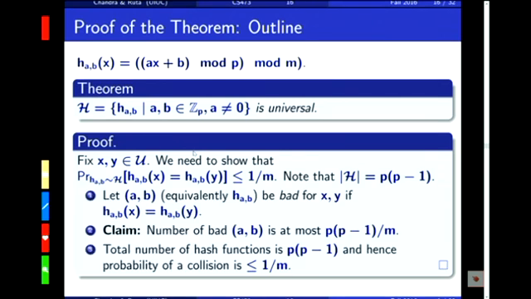Let's say that this function h_ab is bad for this pair x, y, because we are fixing it, okay? So this is important, we are fixing x and y. This function is bad if they collide. There are p times p minus 1 hash functions. If I can bound the number of bad hash functions, I'm done, because I'm picking a function uniformly at random from the family. So if I can prove that the number of bad hash functions is at most p times p minus 1 over m, then I'm done.